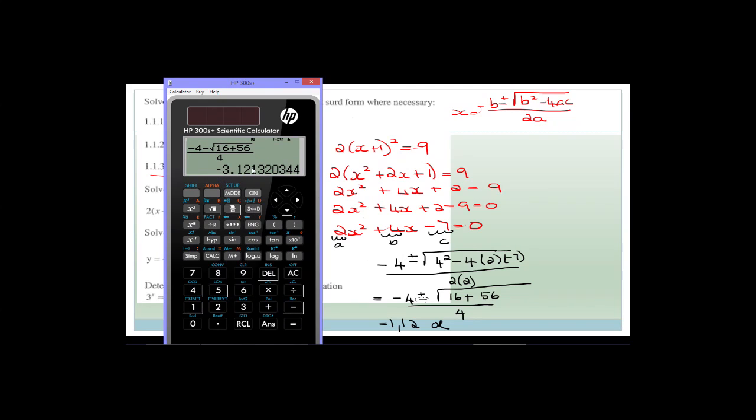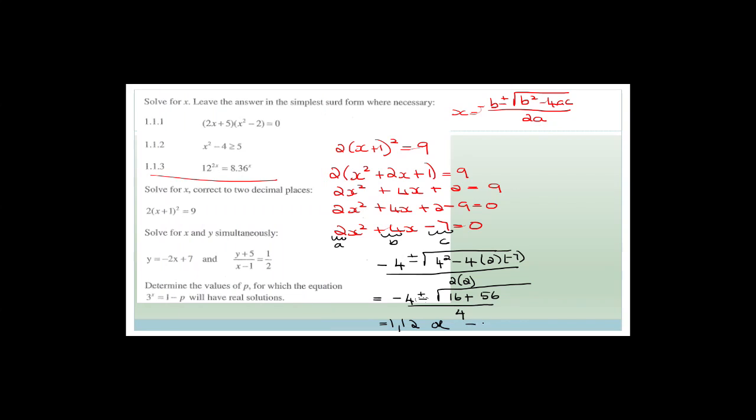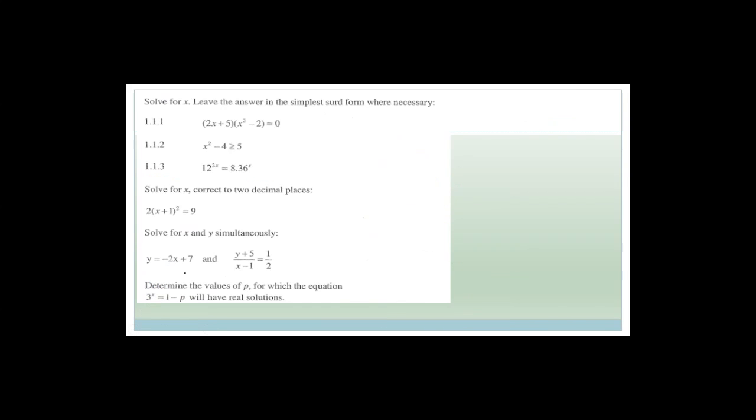Then we go there, and again we need to round off to two decimal places. So we look at the third one, and it's a 1, so we don't have to worry about rounding up, we can round down. So it becomes minus 3.12, so it's minus 3 comma 1 2. And then you always just check. It said solve for x correct to two decimal places, done, awesome, sorted. Okay, not too bad, eh? Right, now let's move on to this question.